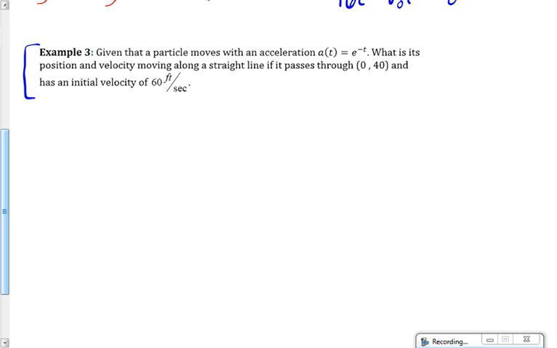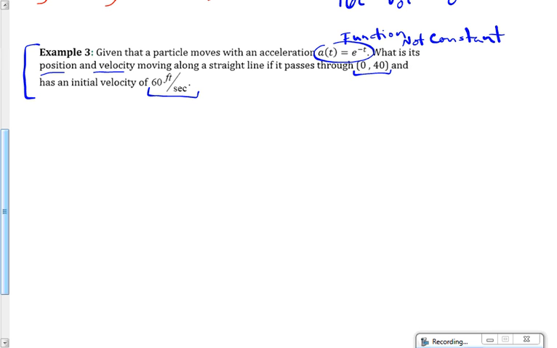Things get weird when acceleration is not constant. The acceleration now is a function that is not constant. This gets weird, and we still have to use that process of anti-differentiating. Now, we didn't use any initial conditions in the last example, and I'm going to show you how to use them in this example. So if I start with acceleration, the question is what's the position and velocity given two initial conditions. Let's distinguish between these two initial conditions.